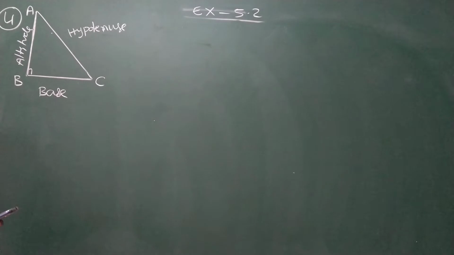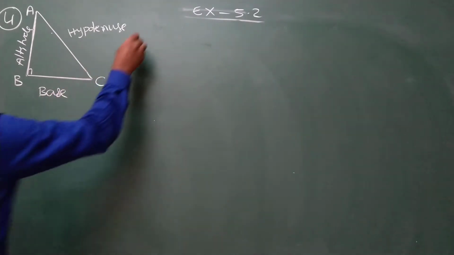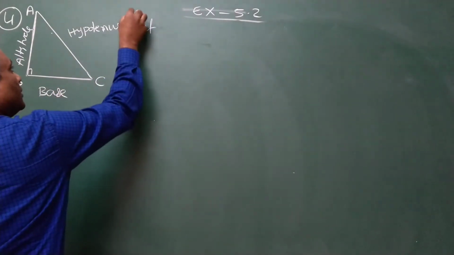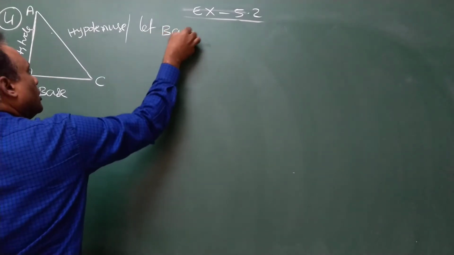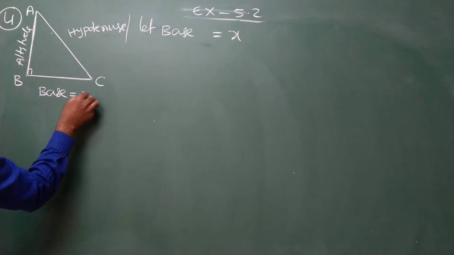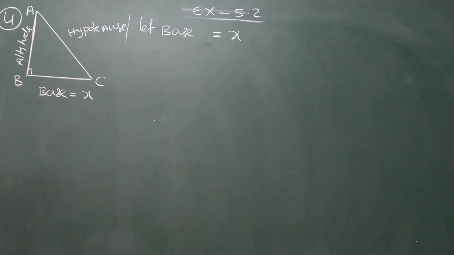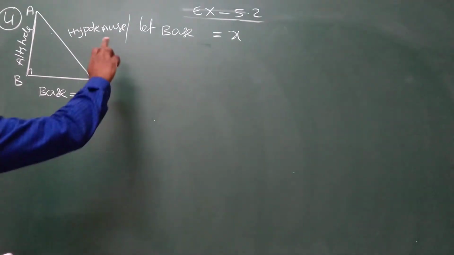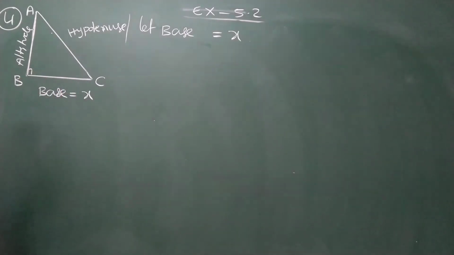Now, see students. Let base is equal to x. I am taking this as x. I am taking the base as x. Let base is equal to x. It is not given.